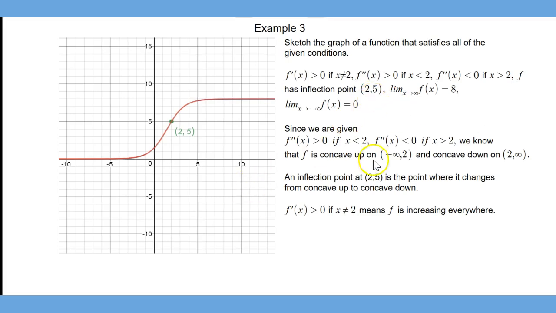Then you want to fill in between. So you're given that point (2, 5). You want to draw that point. And you know that to the left of (2, 5), it's concave up, and to the right of (2, 5), it's concave down.